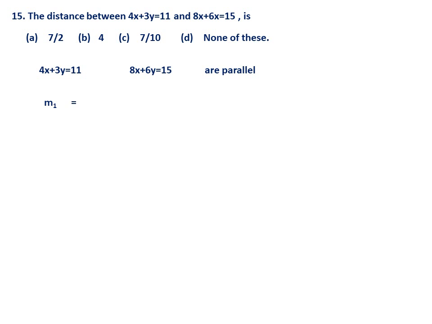So you can see here 7 by 2, 4, 7 by 10 and none of this is an option. First equation is 4x plus 3y equal to 11. Second equation is 8x plus 6y equal to 15.